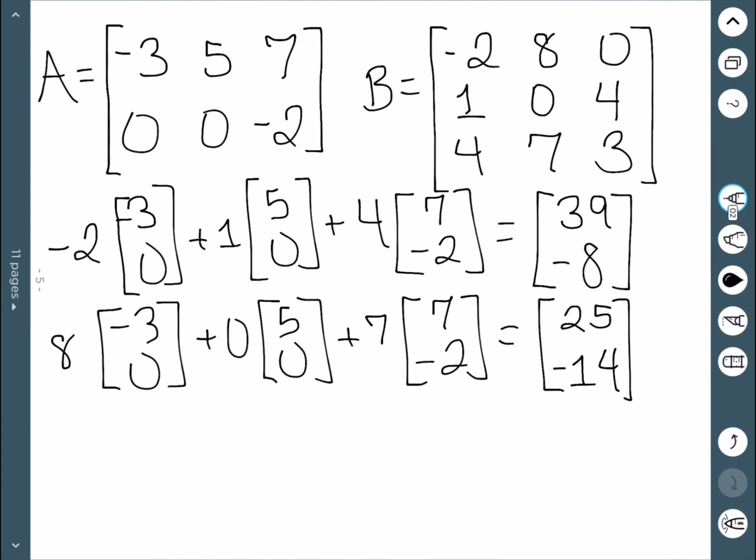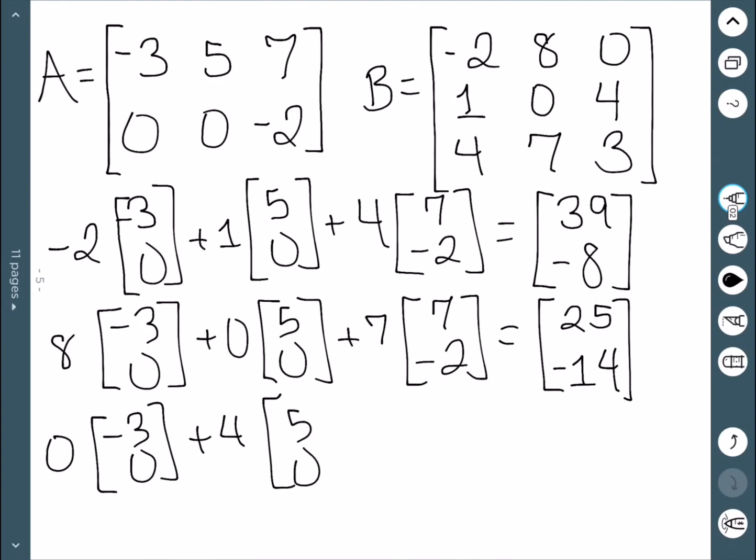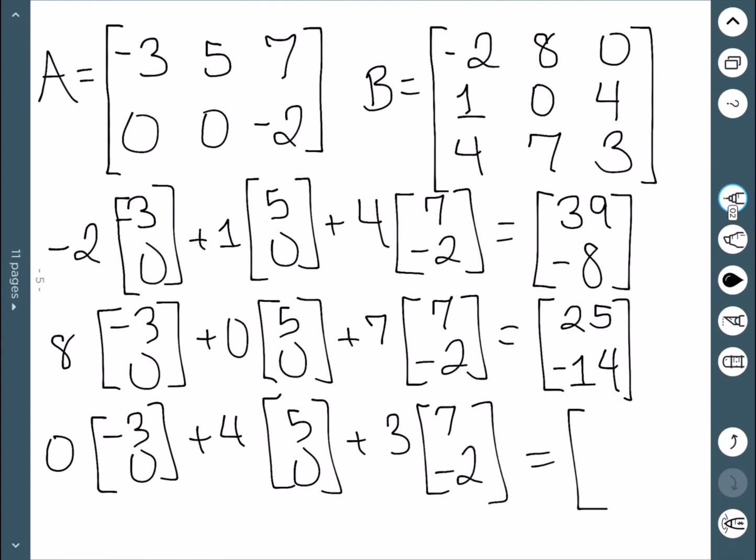We then need to repeat this for the third column of B: 0 times column 1 plus 4 times column 2 plus 3 times column 3. This time I have 0 plus 20 plus 21, which gives me 41. And then I have 0 plus 0 minus 6.